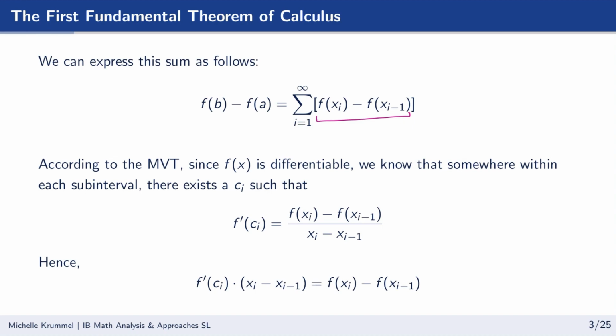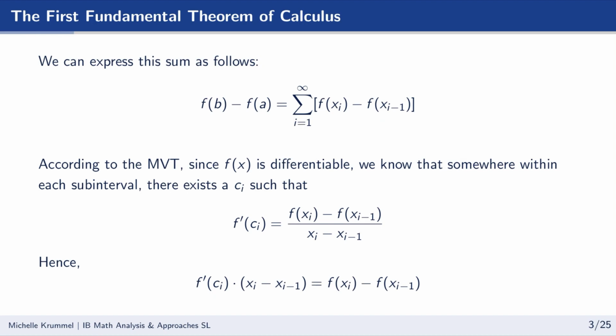our subintervals go from i minus 1 to i. So we start by letting i equal 1, and that would be f of x sub 1 minus f of x sub 0. And then we let i equal 2, and that would be f of x sub 2 minus f of x sub 1. So we get the net change on each of the little subintervals, and the summation here is going to add up all of the results. And so that's going to be equal to just the overall change, f of b minus f of a.